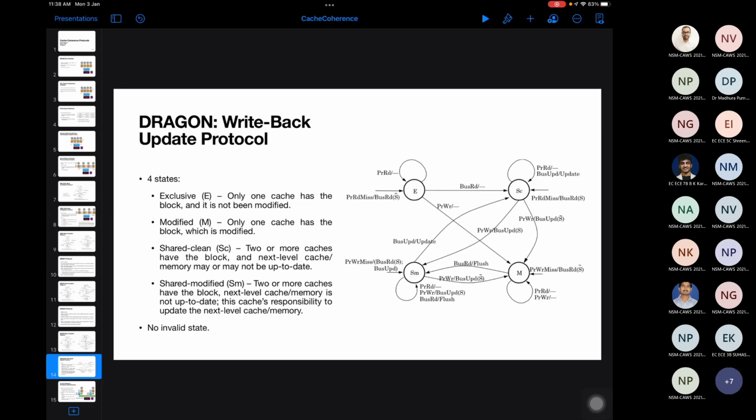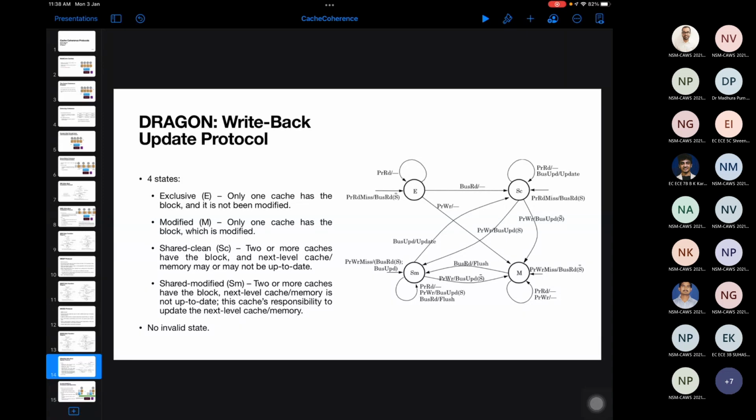This is basically an update-based protocol where there is no invalidation signal, and every time we send any request, we update all the other replicas. So at the end of this transaction, all the replicas have the same data as that of the writer, which has the data, and so on.